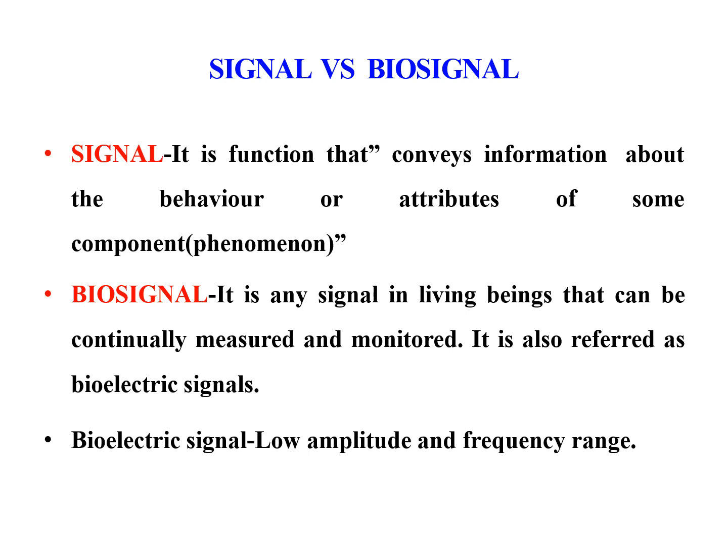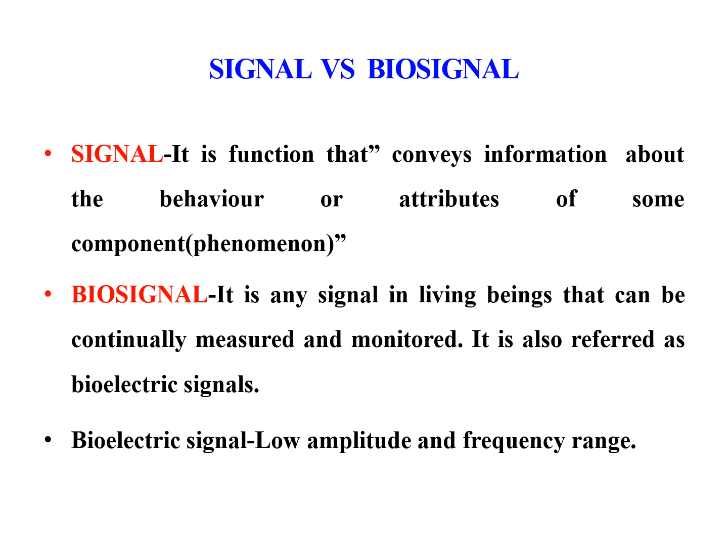What is the difference between signal and biosignal? A signal is a function that conveys information from one person to another, or from transmitter to receiver. Carrying the information, this is called a signal. But a biosignal is any signal in living beings that can be continuously measured and monitored. This is the main difference between signal and biosignal.